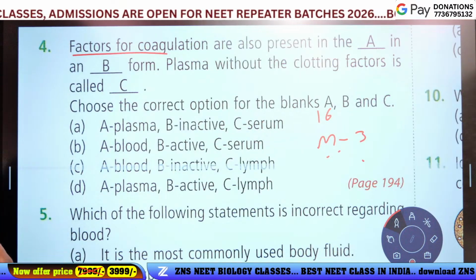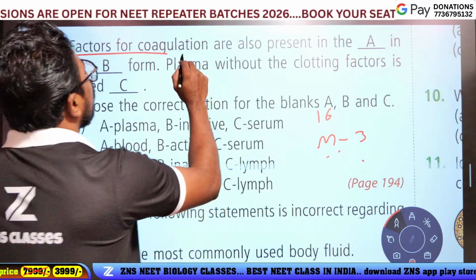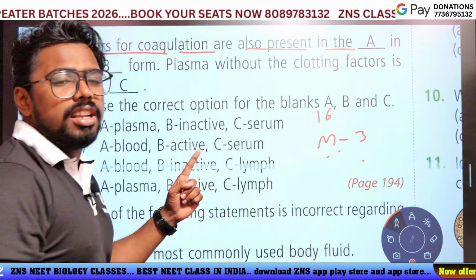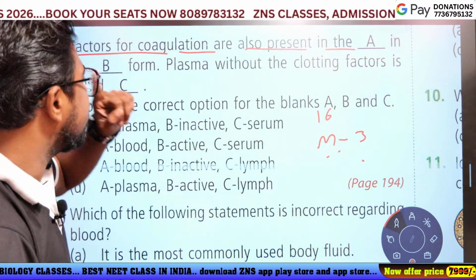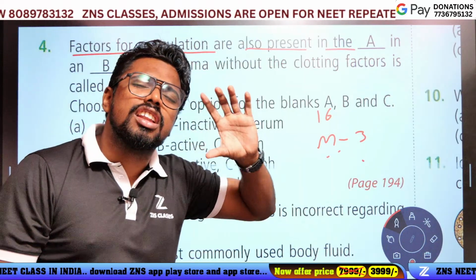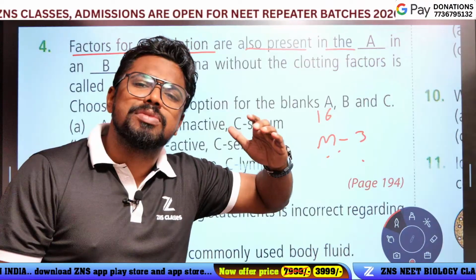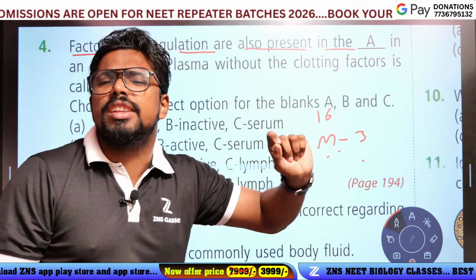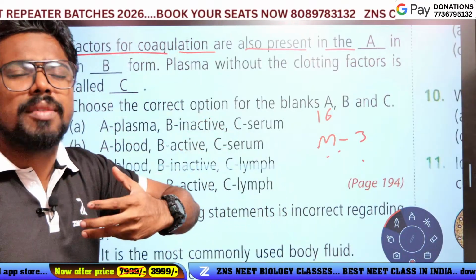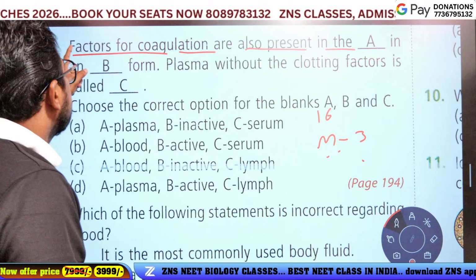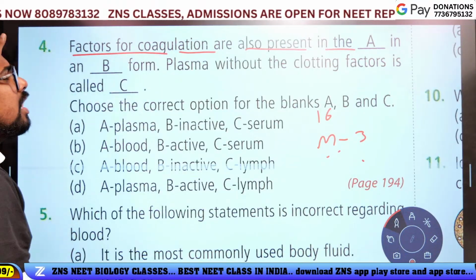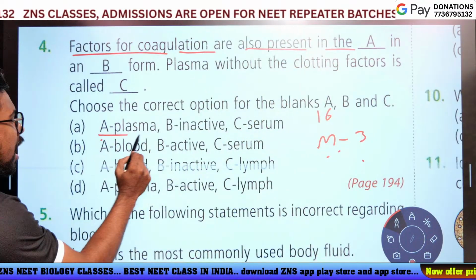Okay, guys. The factors for coagulation are also present in the NCERT line. It is NCERT line. NCERT line is very important. You must read NCERT line by line 10 or 20 times, even 20 or 25 times. You study the line. The factors for coagulation are also present in the which option is plasma.